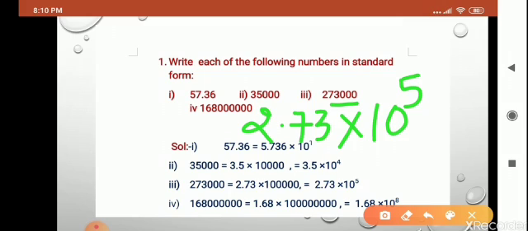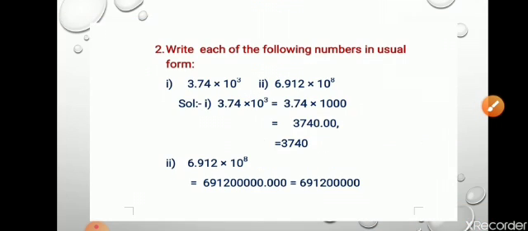Now come to the next sum. Here we have to convert the given numbers into the usual form. That is, the numbers are given in standard form and we have to convert them into the usual form. The number is 3.74 into 10 to the power 3. First of all, 10 to the power 3 means 10 into 10 into 10, that is 1000. Then we multiply 3.74 by 1000 and we get 3740.0, that is 3740. It's your answer.